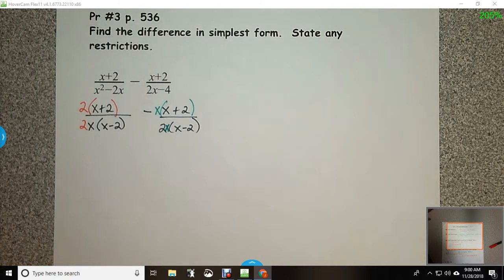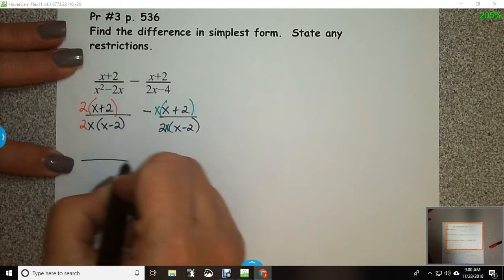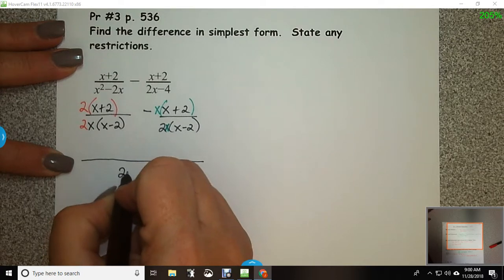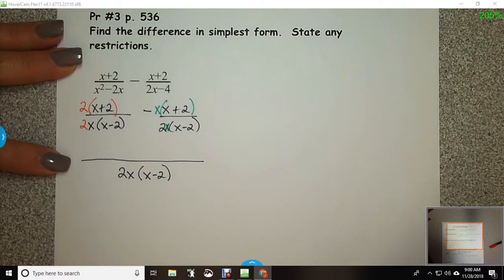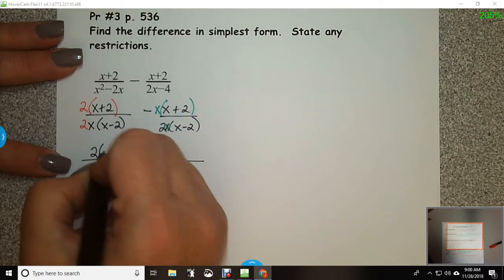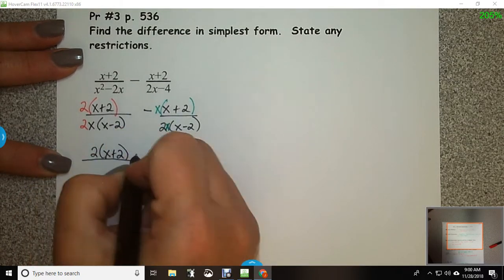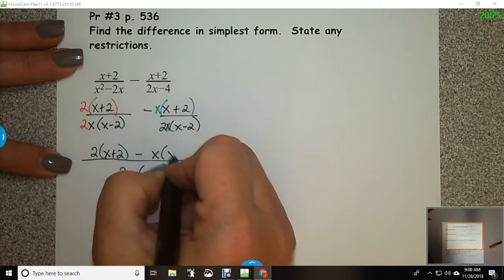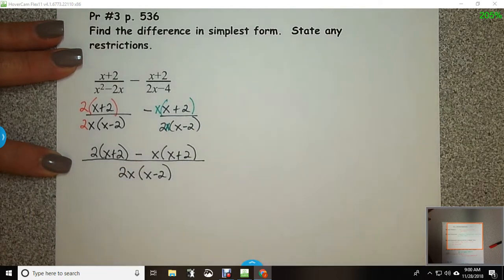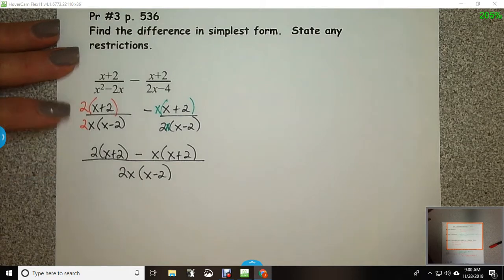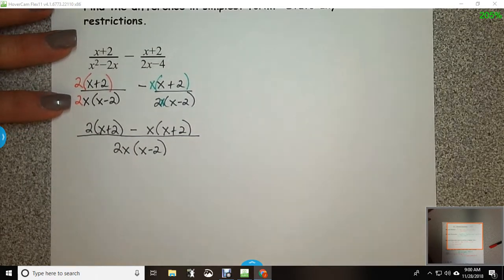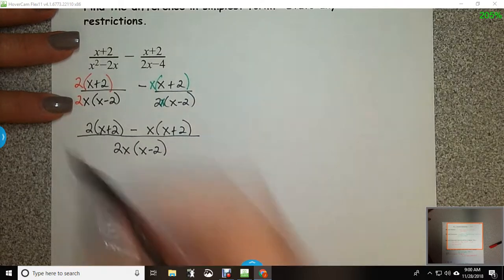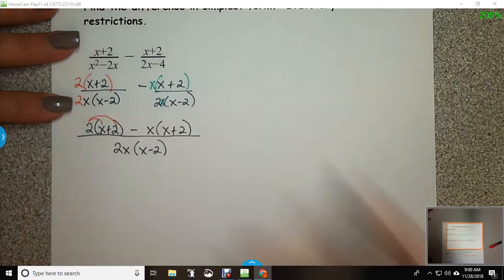Now my denominators are the same. Let's write it as one big fraction. Okay, there's my common denominator. Here's the first numerator minus the second numerator. And now I have to simplify those numerators, which means I got to get rid of my parentheses and combine like terms. So I'm going to start out by distributing 2 here.